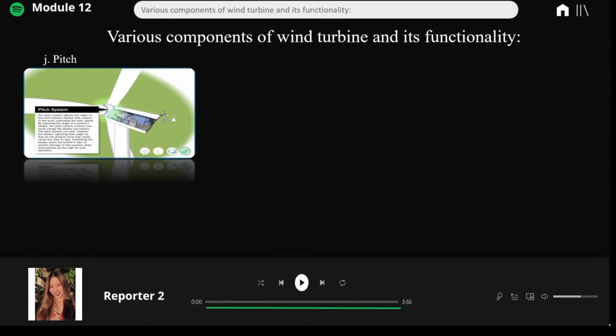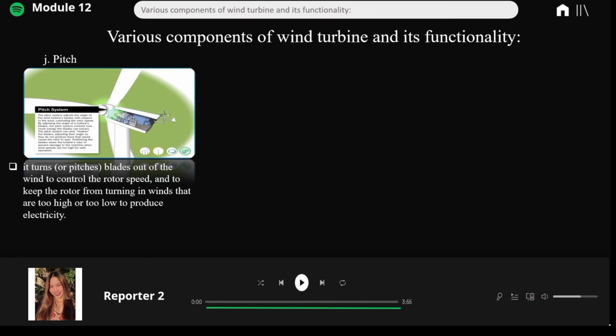Next one is the pitch. It turns, or pitches, the blades out of the wind to control the rotor speed and to keep the rotor from turning in winds that are too high or too low to produce electricity. This component plays an important role in controlling the rotor speed. It adjusts the angle of the wind turbine's blades with respect to the wind, and by adjusting the angle of the blades, the pitch system controls how much energy the blades can extract.